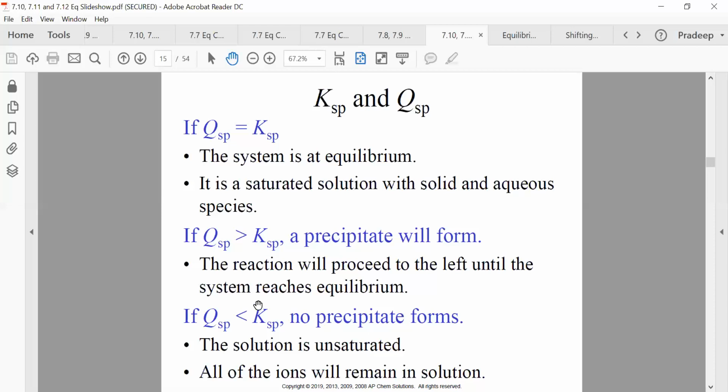And the other way around, if the QSP value is smaller than the KSP value, then no precipitate will be formed and all the ions will remain in the solution because the solution is unsaturated.